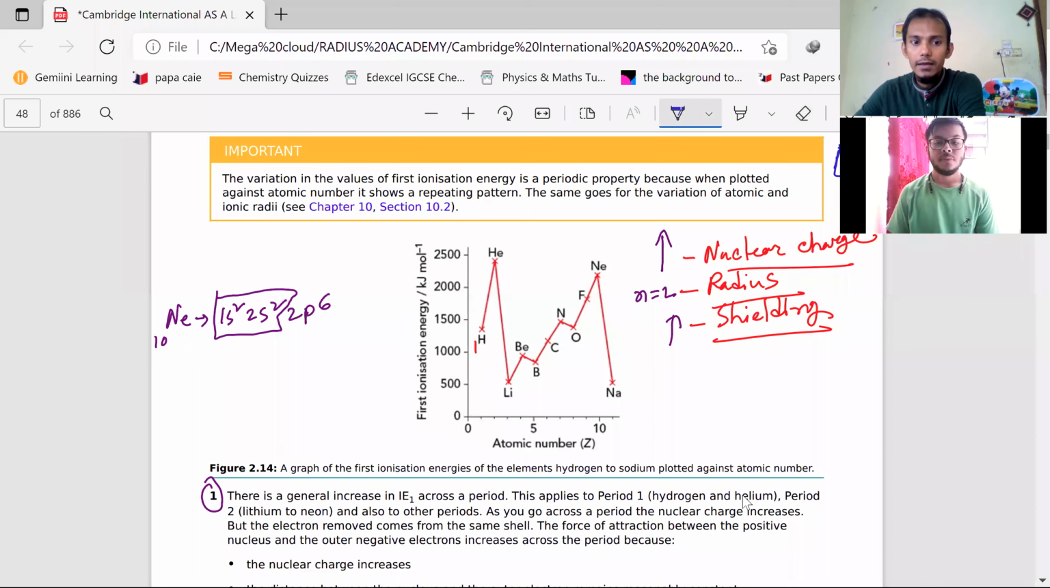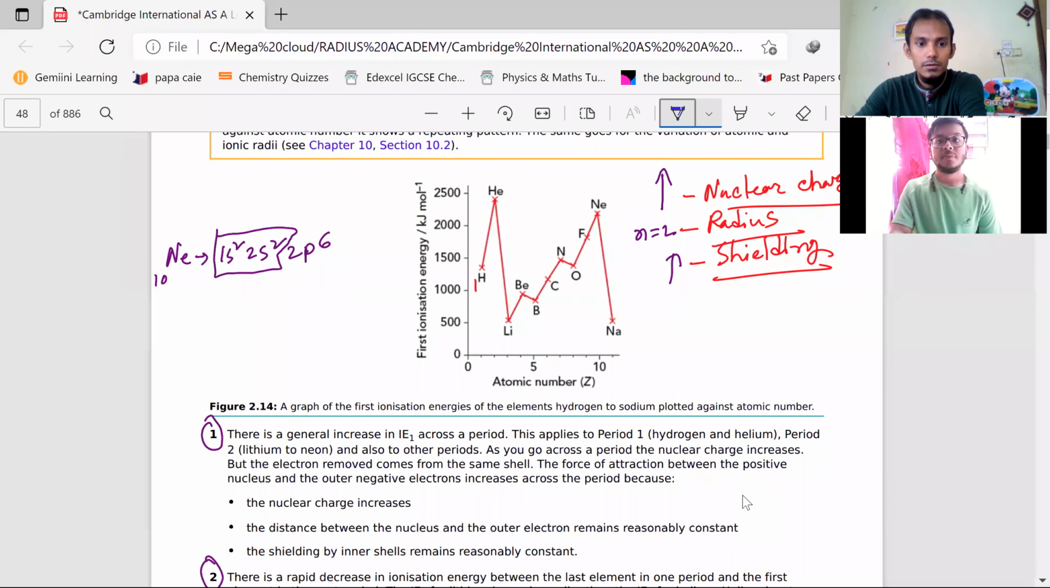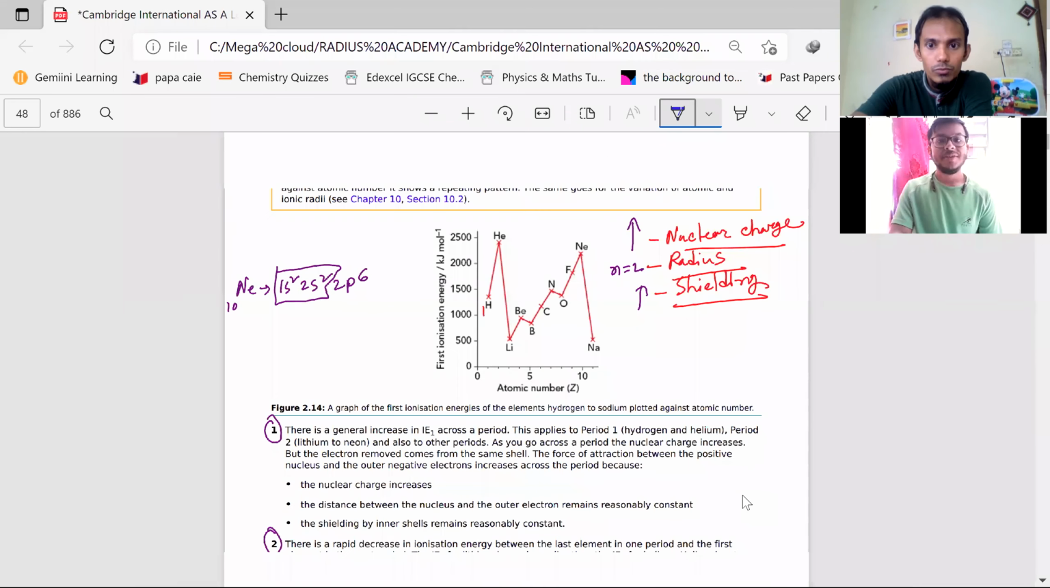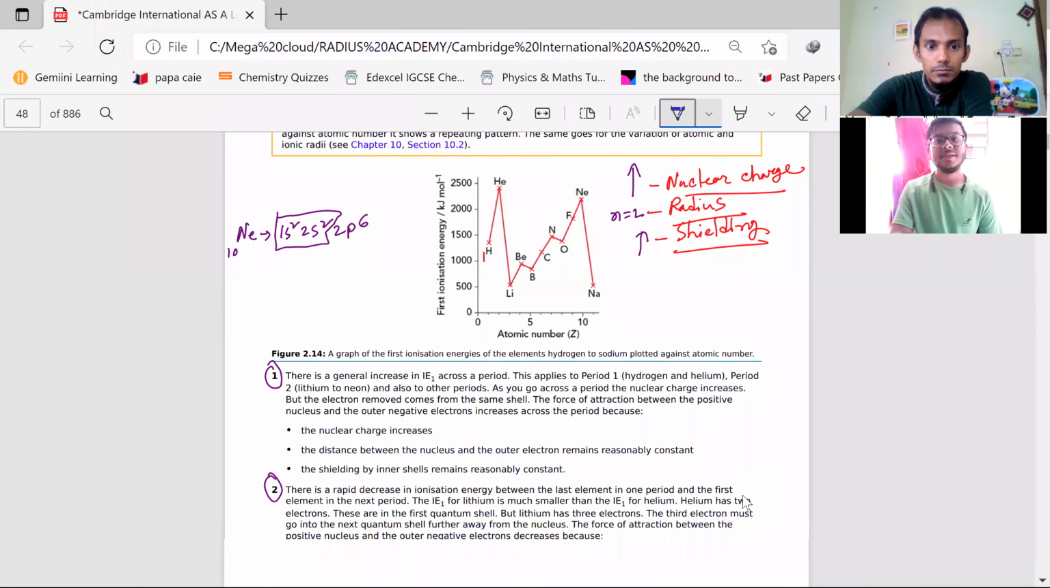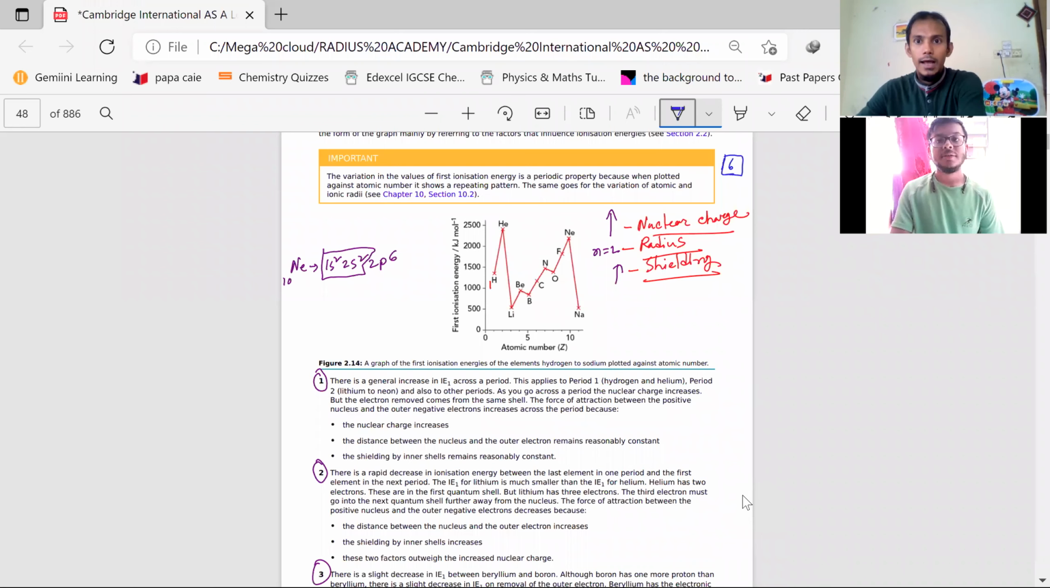Did you read this? I asked you to read these points. Did you read? No. I couldn't read yesterday. Acha. ঠিক আছে.